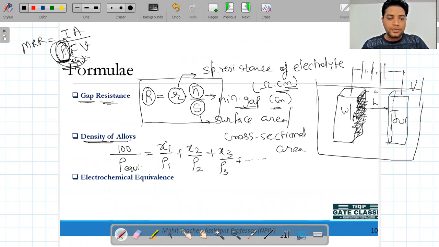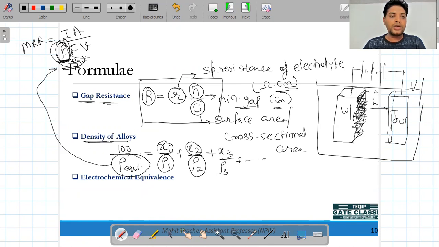X1 is what? X1 is the percentage of the material we are using, meaning how much percentage of the first material we are using, and rho 1 is the density of that. X2 is the percentage of the second alloy element, for that the respective density is rho 2, and similarly for the third part. Like this we can calculate this rho equivalent, and then we will put this value over here.